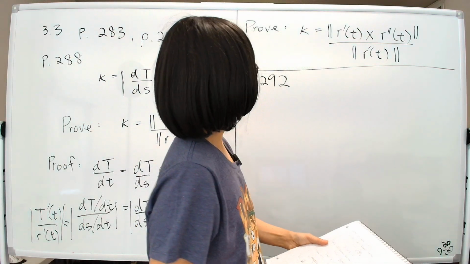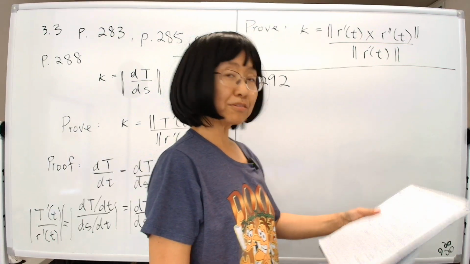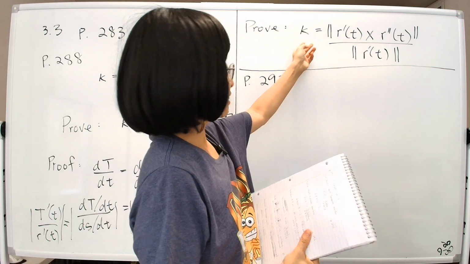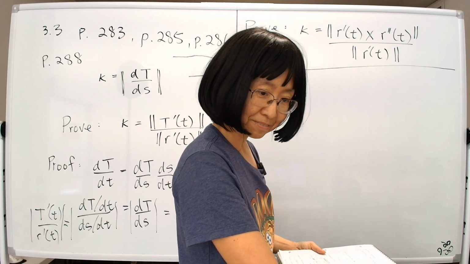So that marks the end of the normal vector, and now we'll continue to prove this thing right here. Let's go back and prove it.